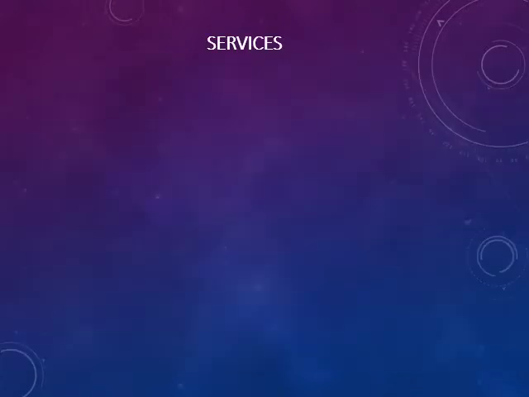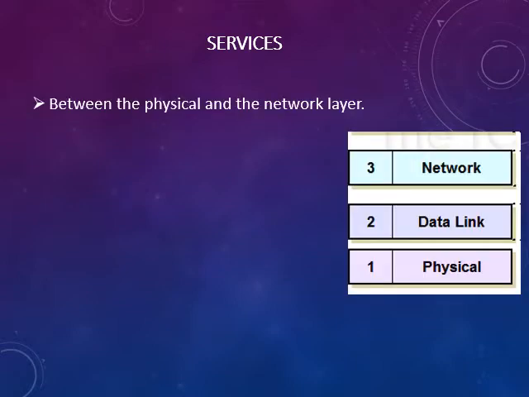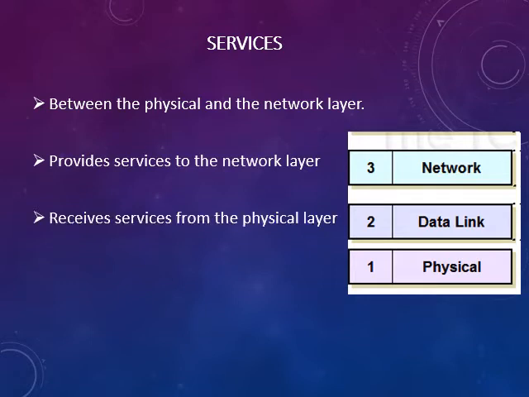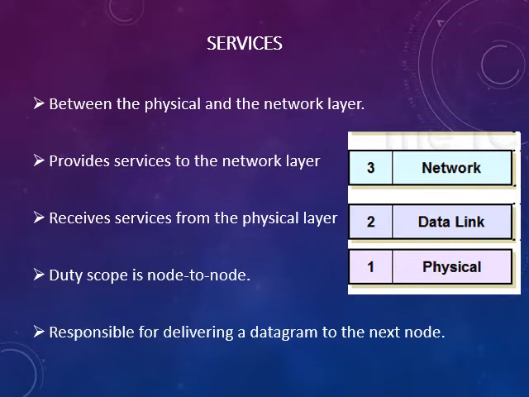Now let's look at the different services that are provided at the data link layer. The data link layer is located between the physical and the network layers. It provides services to the network layer because the network layer is above the data link layer. It also receives services from the physical layer, which is below it. The duty scope of the data link layer is node to node. When a packet is traveling in the internet, the data link layer of the node, host or router is responsible for delivering a datagram to the next node in the data path.